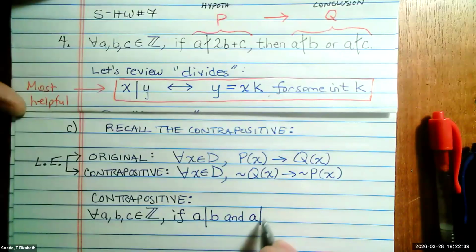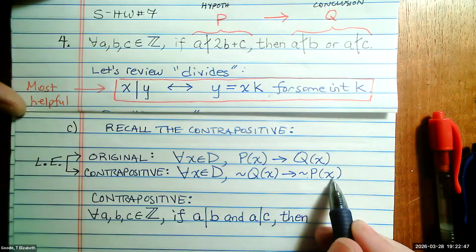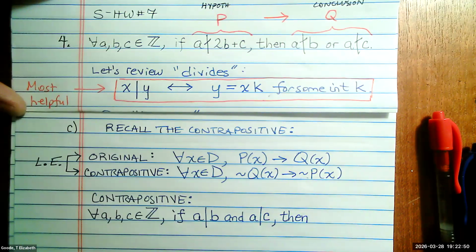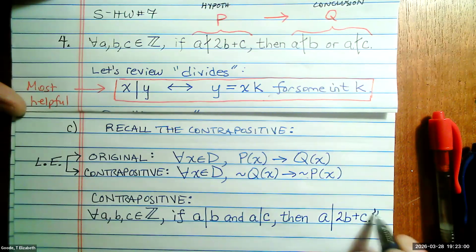Very nice. So if A divides B and A divides C, then, and then we want to write our not P. What is not P going to be? It would be A divides 2B plus C. Exactly. Very good.